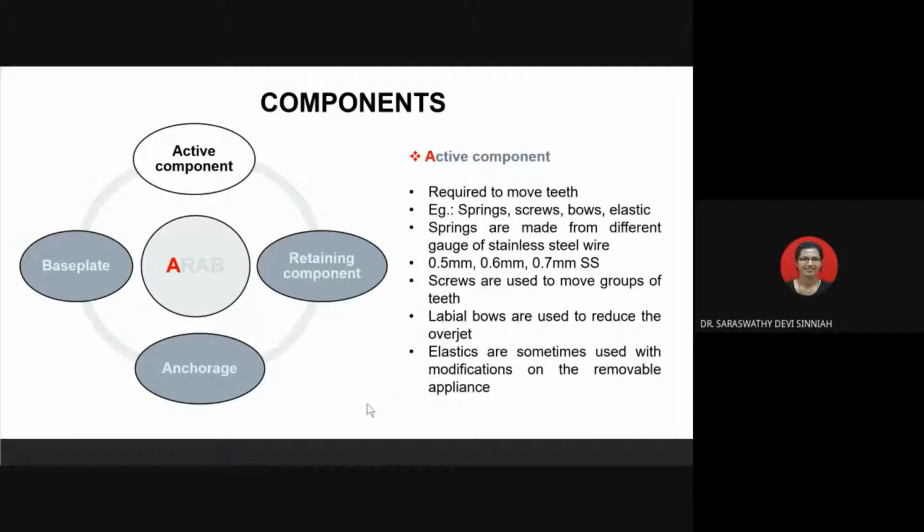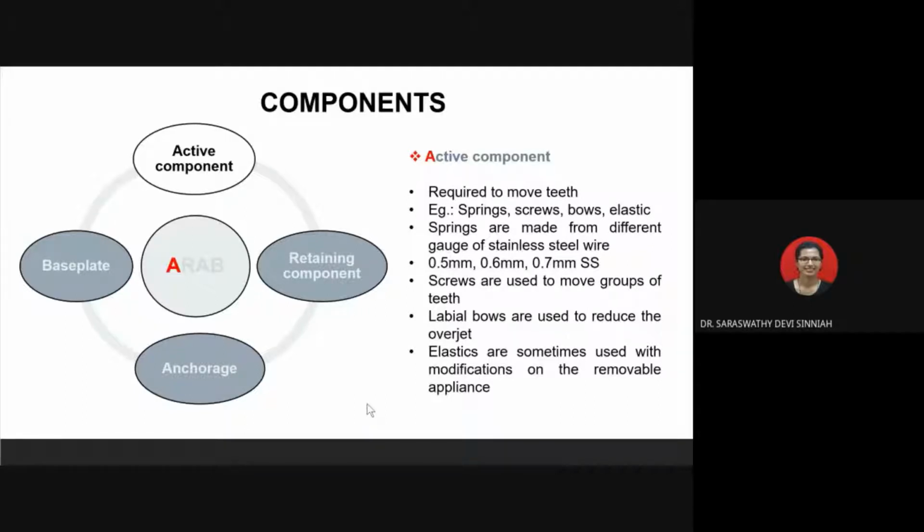The active component in a removable appliance is responsible to move the teeth as required. It is used to apply force to the particular teeth in the desired direction to allow the tooth movement to take place. It includes springs, screws, bows, and elastics.